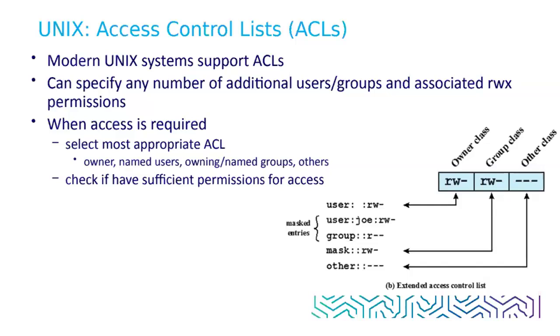So instead of relying only on the owner group other structure, the access control list will allow the organizations to assign precise permissions to specific users and groups while maintaining the existing ownership model. And this makes the ACLs particularly valuable in collaborative environments, enterprise file servers, and the modern Linux systems where flexible but yet secure access control is essential.